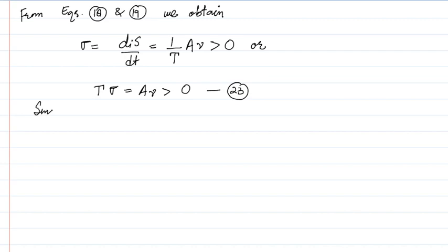Since temperature is positive, so we see that A and nu must have the same sign.